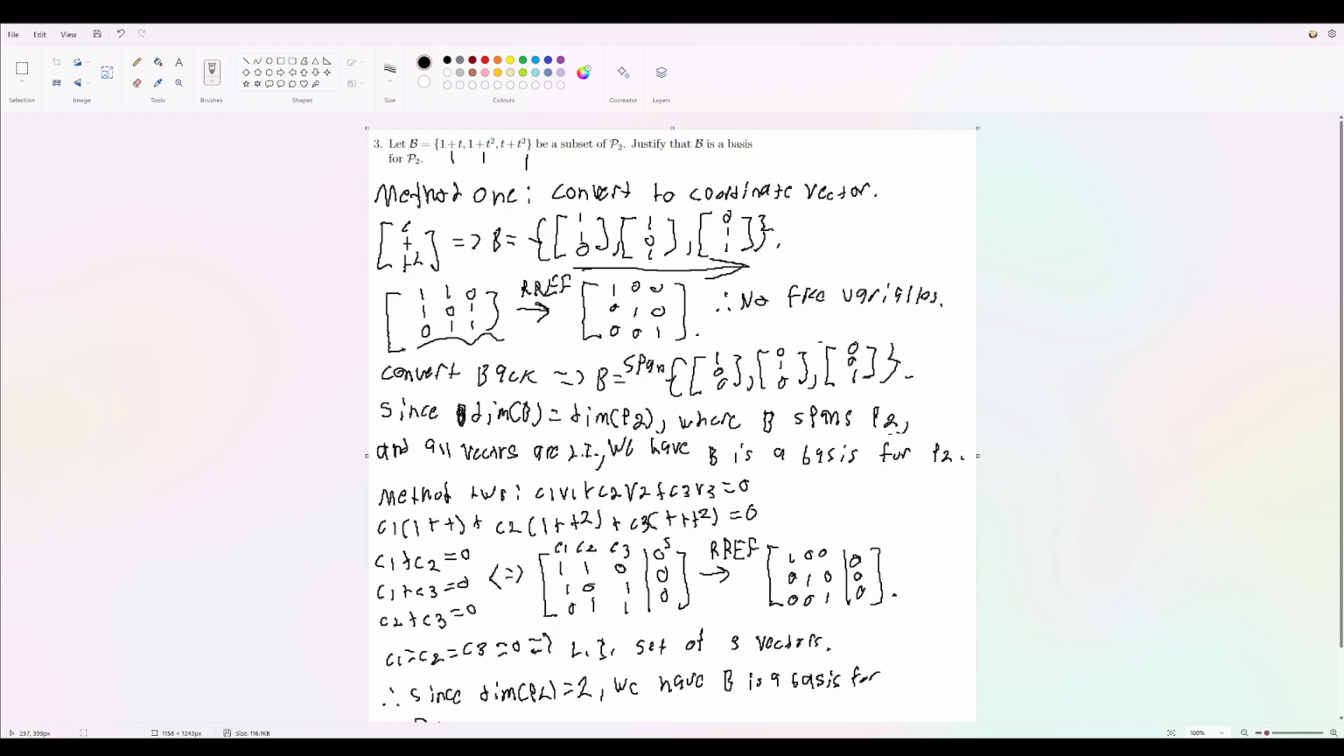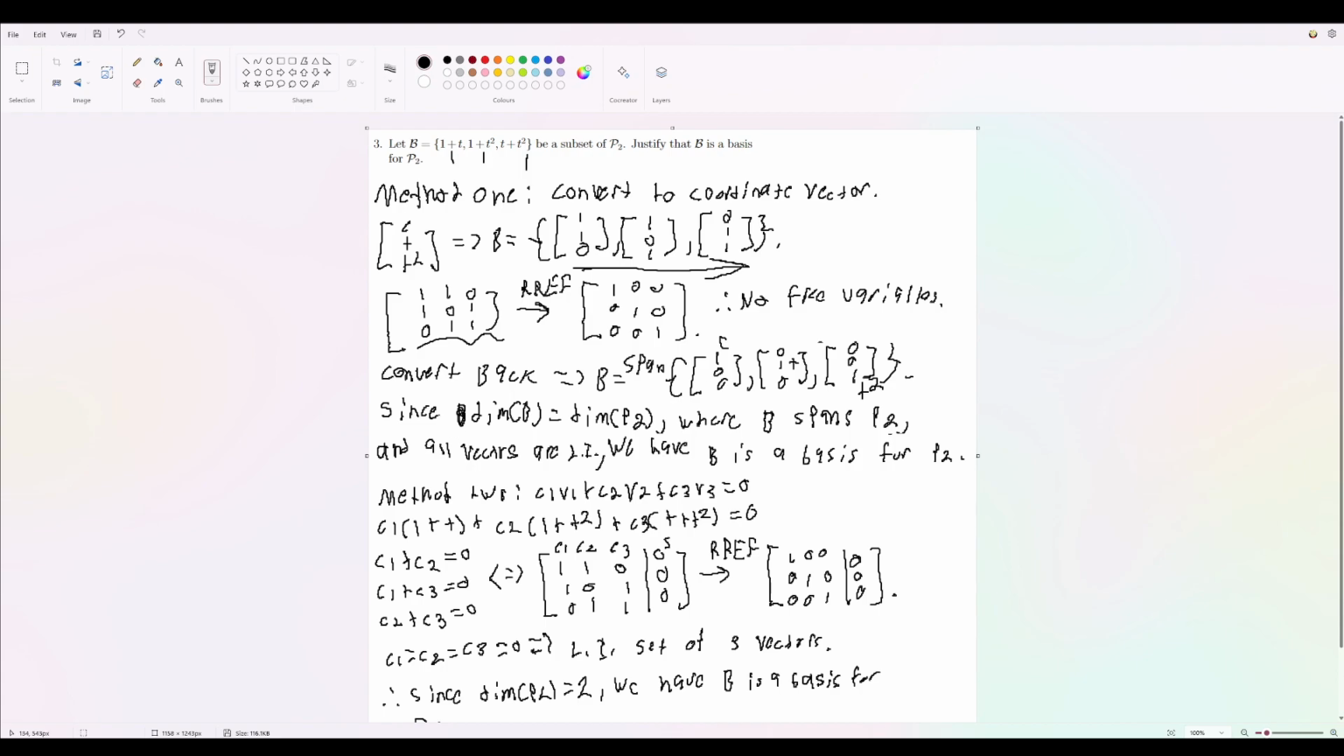What you want to note is that we have no free variables here. That's very important because now we can convert it back to the original one. After we do that, we get B equals the span of (1, 0, 0), (0, 1, 0), (0, 0, 1), which obviously covers everything in there. We have our c, we have our t, we have our t squared. Right, so that covers all of our P2.